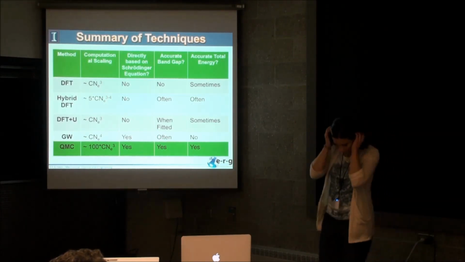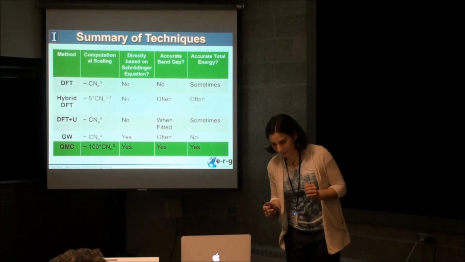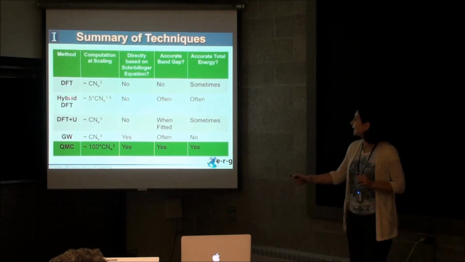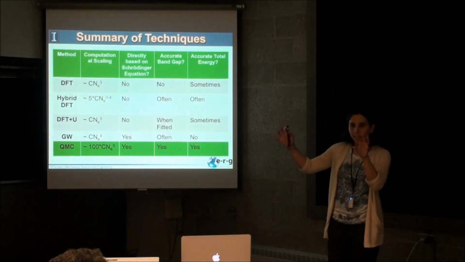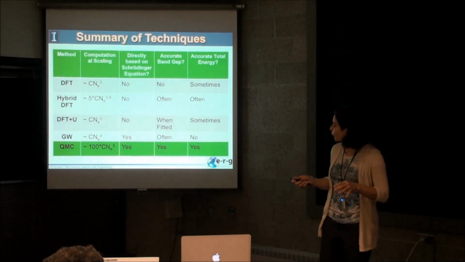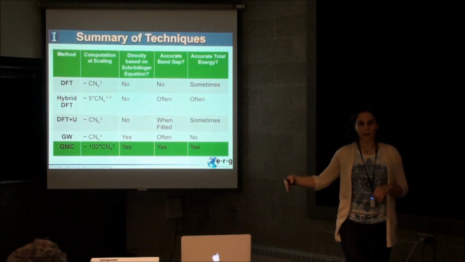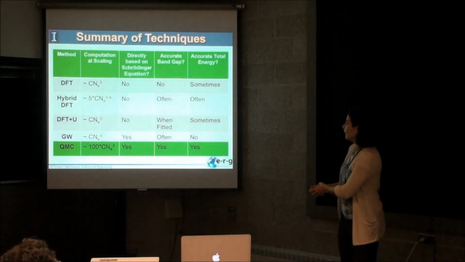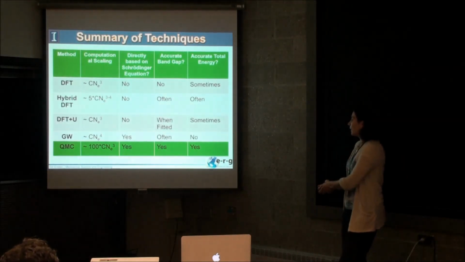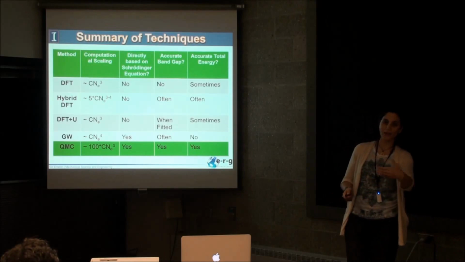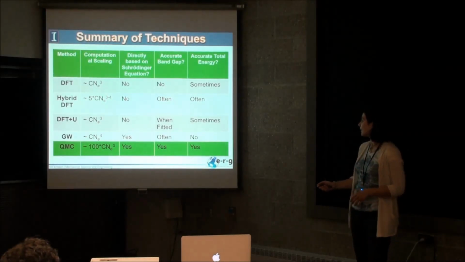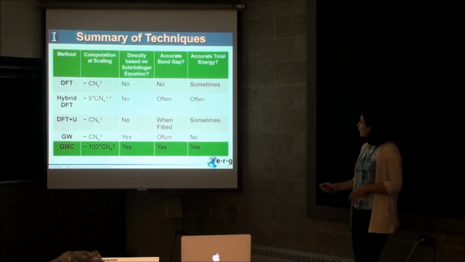Being directly based on the Schrodinger equation is a great thing. All of these other models use some kind of intermediary model or other approach, which means that we're not guaranteed that if we do a better job of solving those equations that we're going to get the right answer. When we directly worry about the Schrodinger equation, we know that if we do a better job of solving the equation, we're going to get the right answer. So consequently, yes, we can expect to get accurate band gaps and accurate total energies.